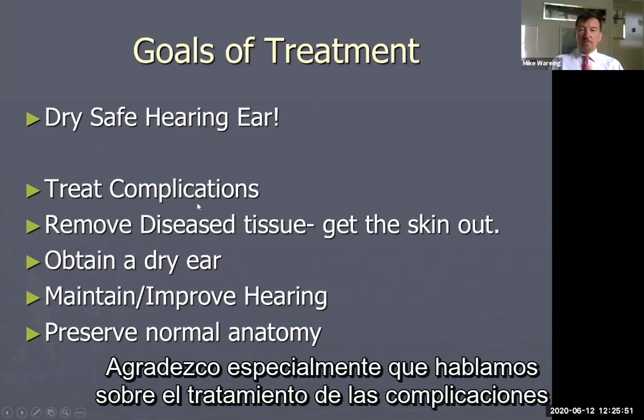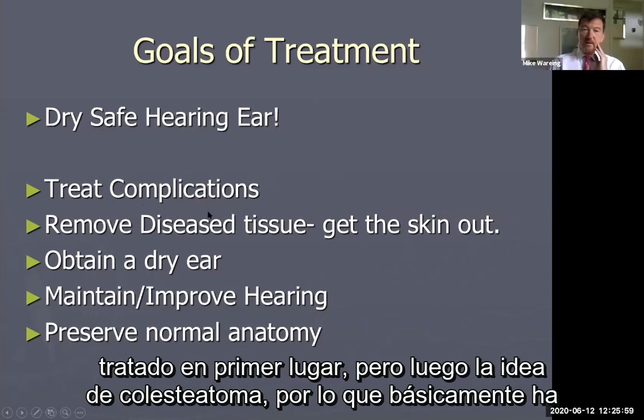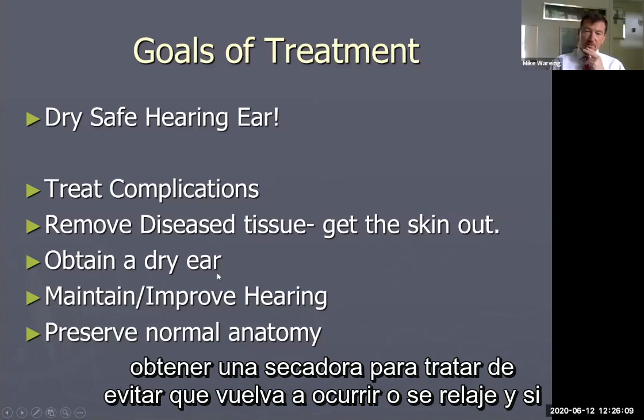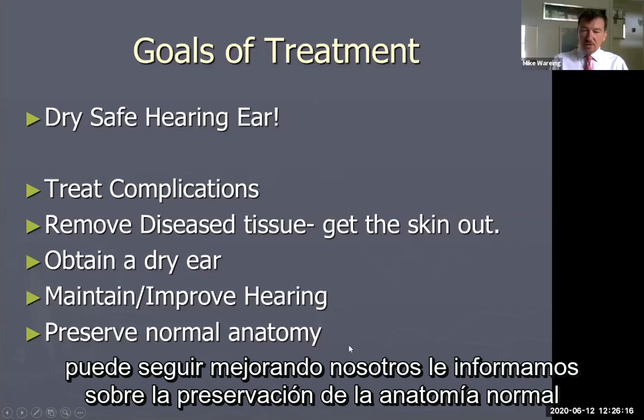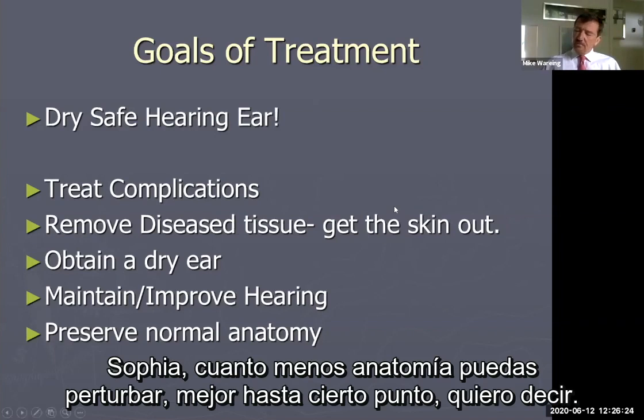So we spoke about treating complications, so things like intracranial abscesses or extracranial abscesses need to be treated first of all. But then the idea of cholesteatoma surgery, basically you've got to get the skin out. So you've got to remove the diseased tissue, and then obtain a dry ear, so try and prevent it from recurring or relapsing. And then if you can maintain improved hearing, we mentioned preserving normal anatomy. Certainly the less anatomy you can disturb, the better, to some extent.